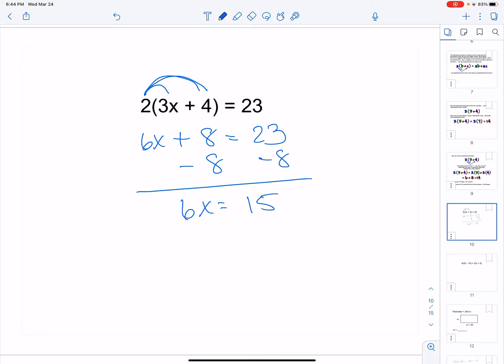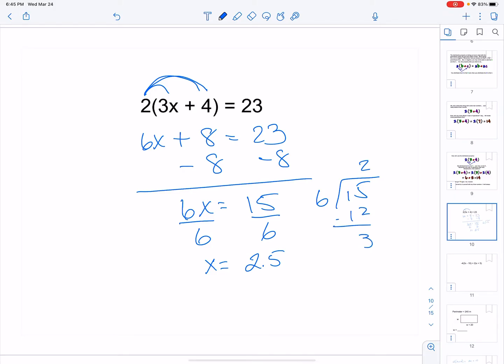Then to get rid of the multiply by 6, I do a divide by 6, and we end up with x is equal to, and if you do 15 divided by 6, you end up with 2.5. Now you could do that longhand or using your calculator. 6 goes into 15 2 times. You get 3 left over, so we've got 3 over 6, and then 3 over 6 simplifies to 1/2, which is the same thing as 2.5.